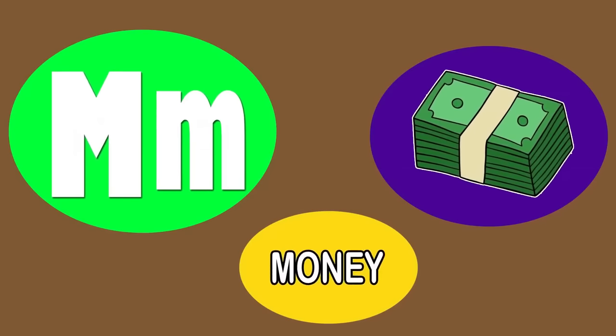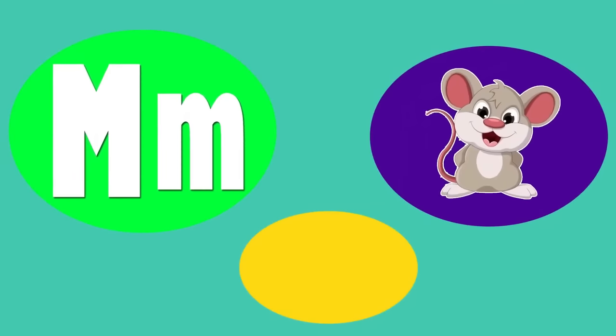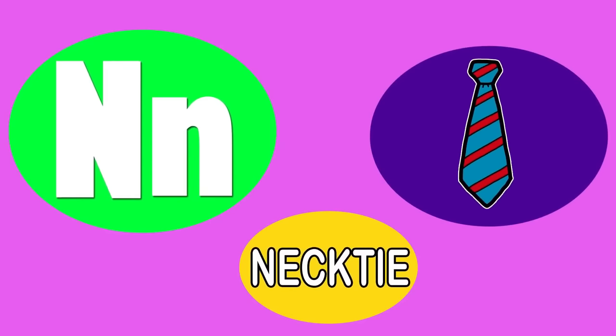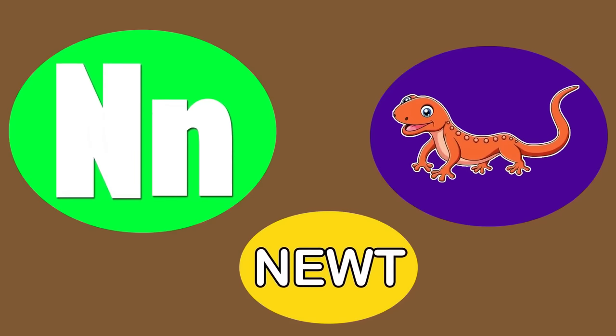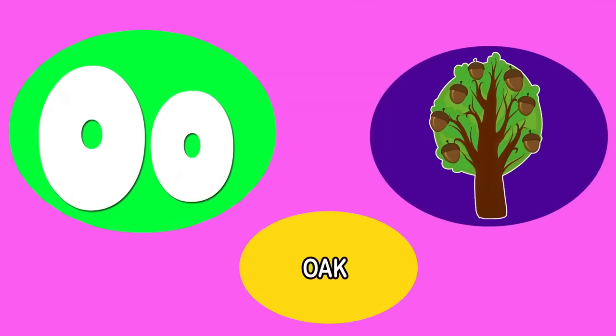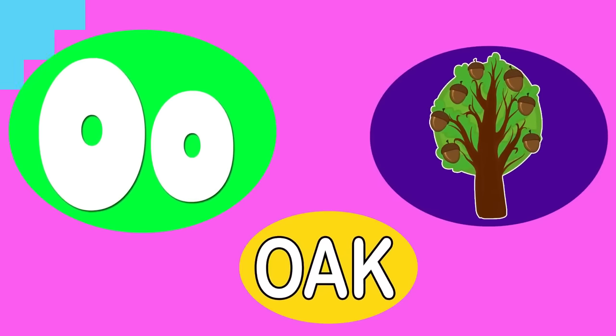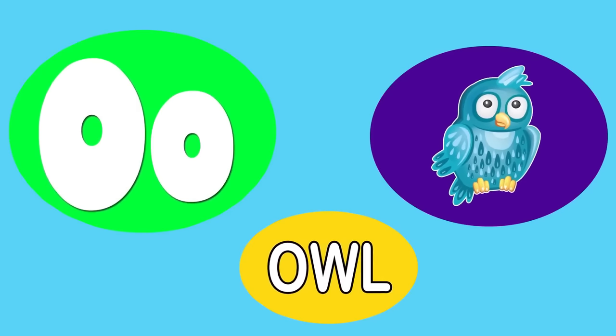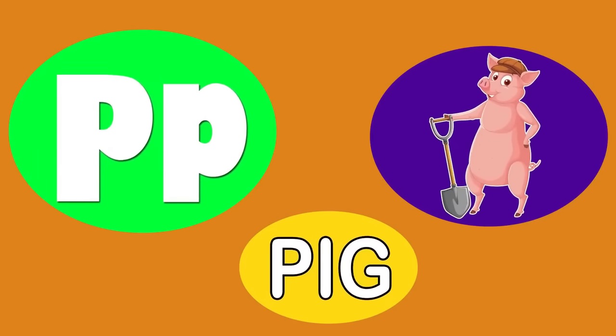M for money, money. M for mouse, mouse. N for necktie, necktie. N for nude, nude. O for ox, ox. O for owl, owl. P for pig, pig.